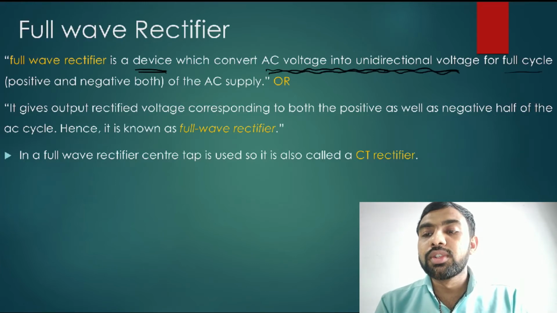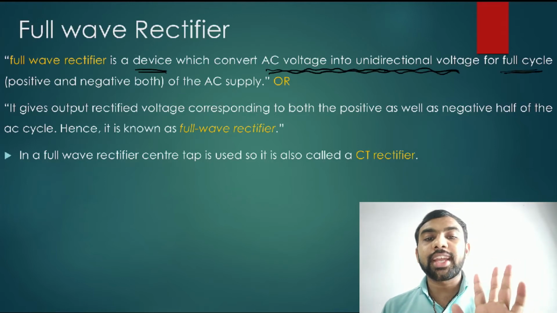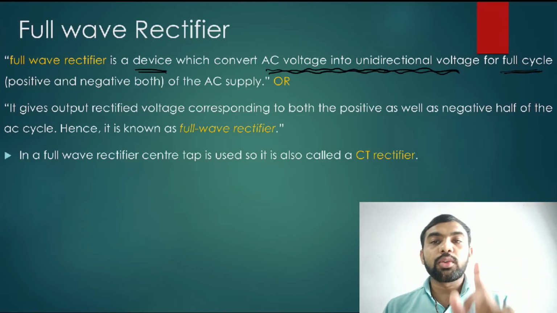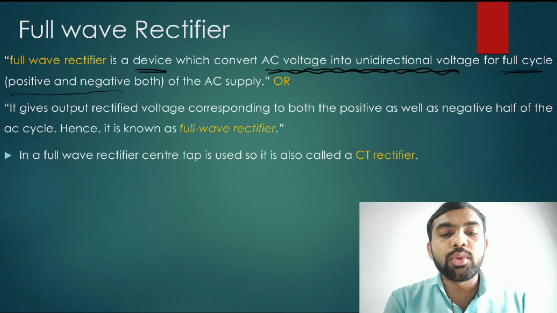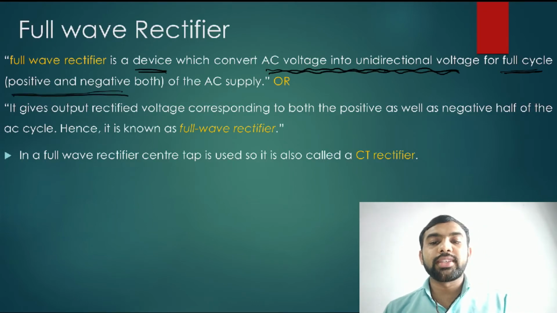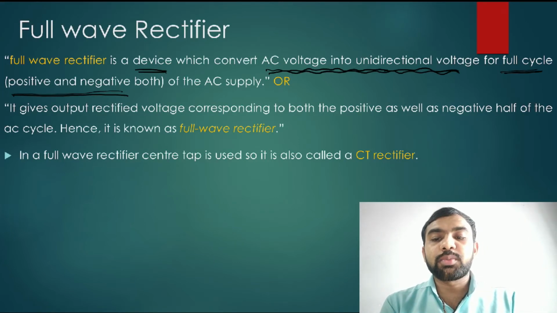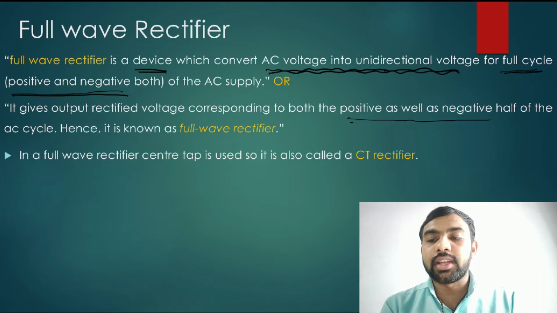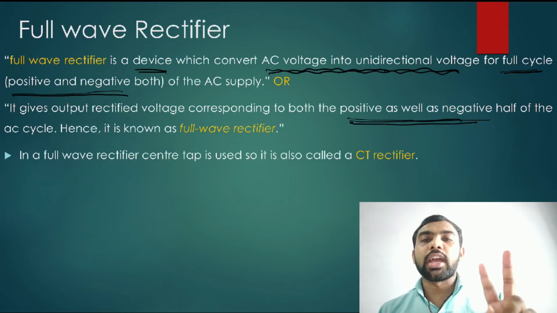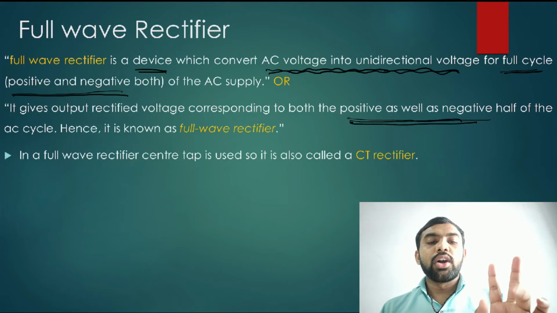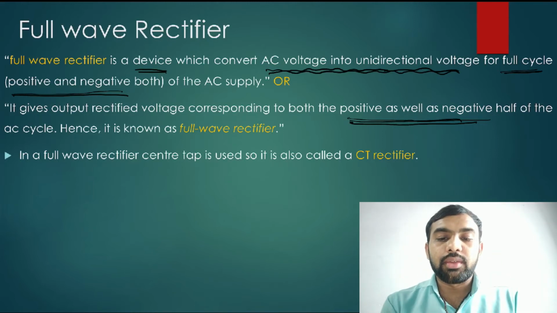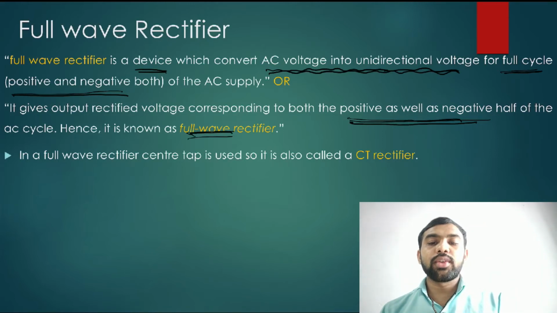Full cycle means for positive and negative both of the AC supply. Or in another way, it gives the output rectified voltage corresponding to both the positive as well as the negative half. मतलब कि आउटपुट में दोनों ही दे रहा है, पॉजिटिव भी दे रहा है, नेगेटिव भी दे रहा है. We call it a full wave rectifier.